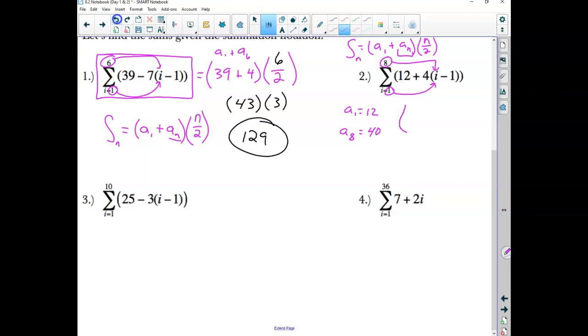So I know I have to take the first one plus the last one, and multiply that by how many there are, divided by 2. Well, how many numbers are there? 1, 2, 3, 4, 5, 6, 7, 8. Okay, so there's 8 terms. Notice I said always take top limit minus bottom limit plus 1. These two kind of cancel out. If your bottom starts at 1, the top number will be how many there are.